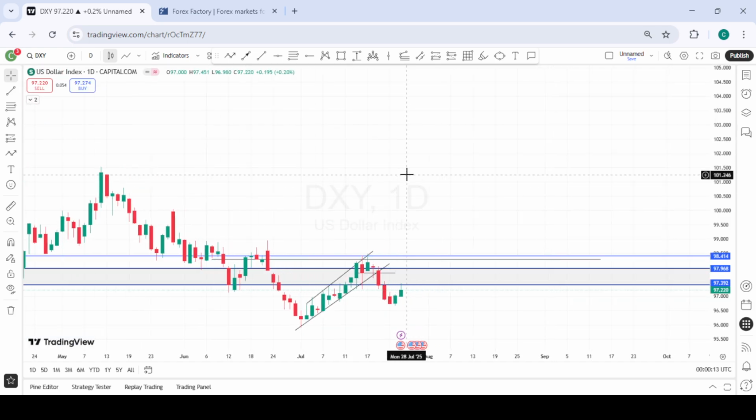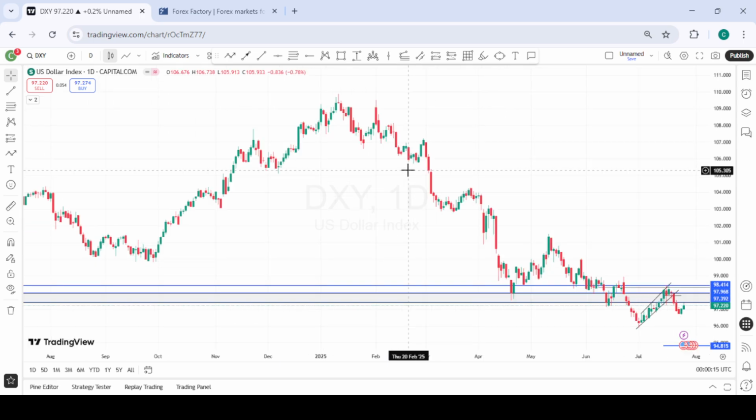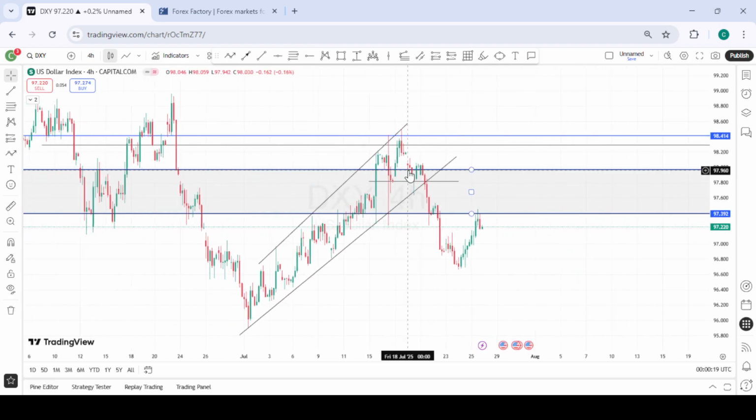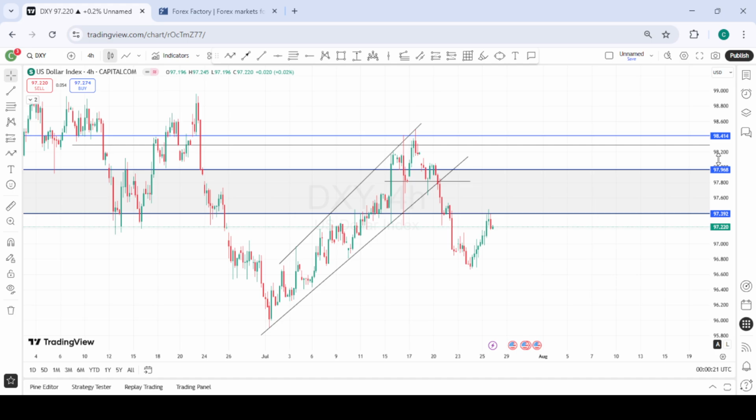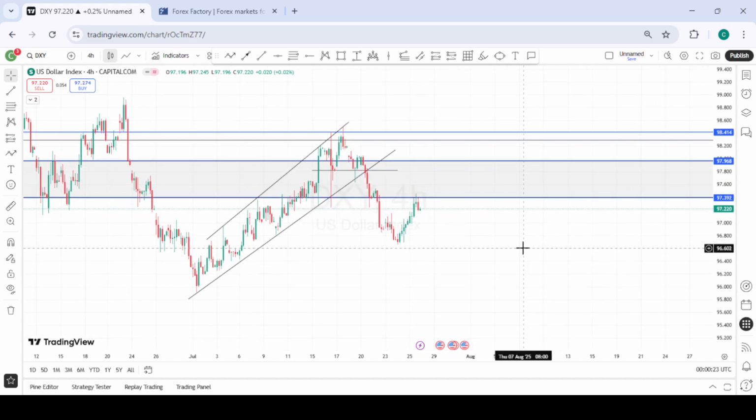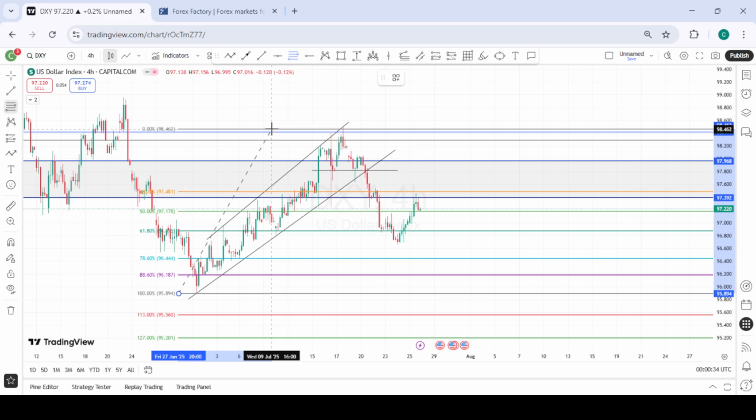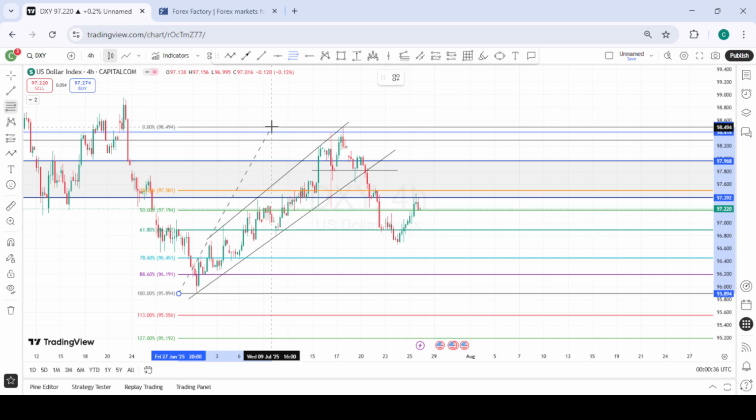So looking at DXY on a daily perspective, we had this break of this channel, and price is currently forming a possible B to C leg of a possible harmonic pattern, which is not yet confirmed. So we have price retrace to the 61.8 fib level.